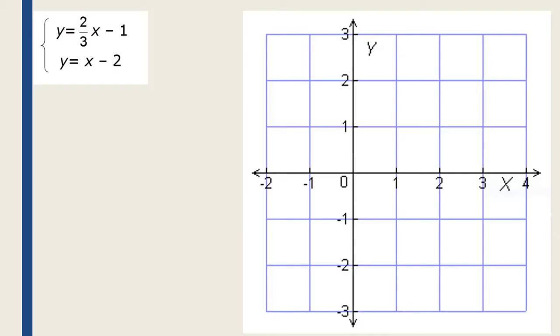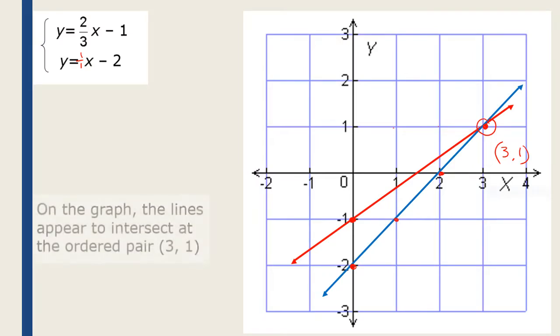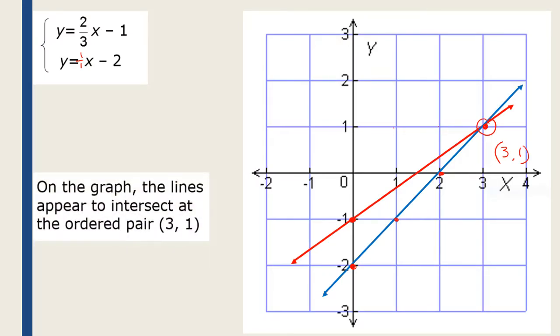Our first equation, y equals 2/3 x minus 1. When x equals 0, y equals negative 1. And we have a rise of 2, run 3: 1, 2, 3. So let's get that in there, and then we can draw our line. Our next one says when x is 0, y is negative 2, and we have a rise over run of 1 over 1. We'll just do this real quick and plot our line. There we go. We can see somewhere around 3, 1, the lines intersect. So our ordered pair 3, 1 is the solution for this system.